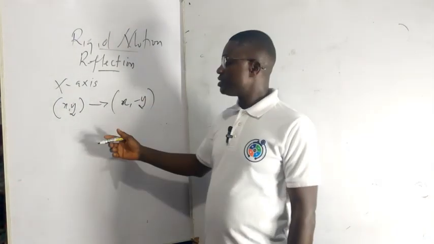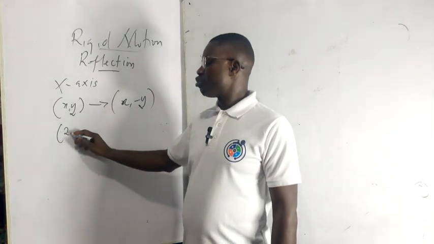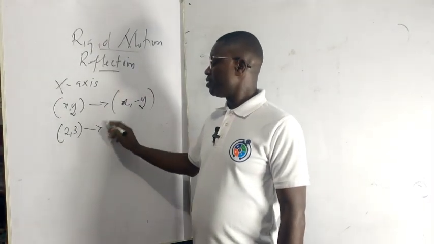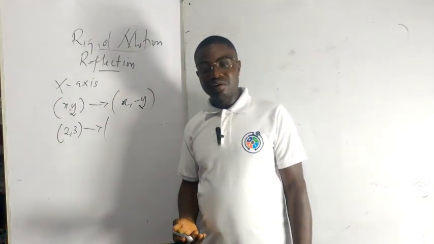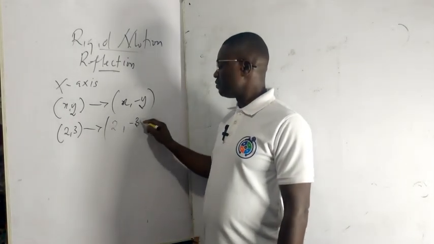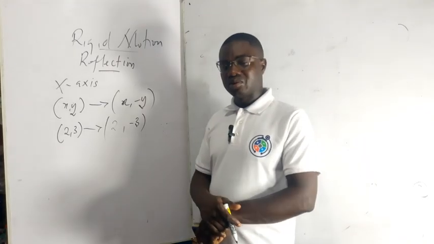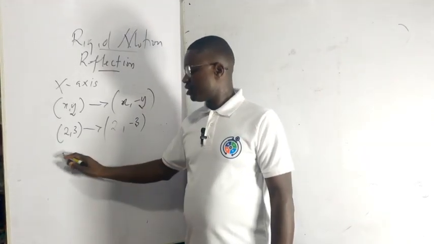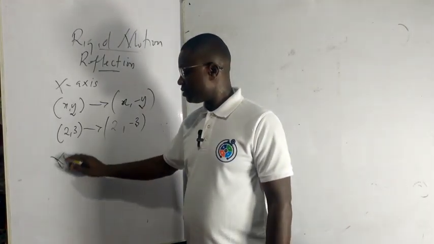Okay, so in that case, if you are given, let's say, a point 2 comma 3, then what do you think will be the reflection? The reflection is going to be 2 comma negative 3. That's good. Now let's look at a reflection on the y-axis.